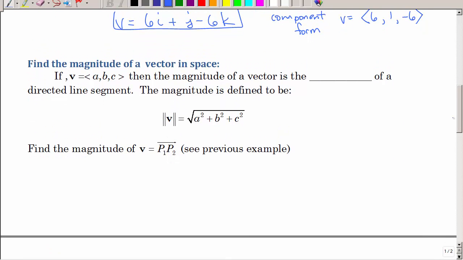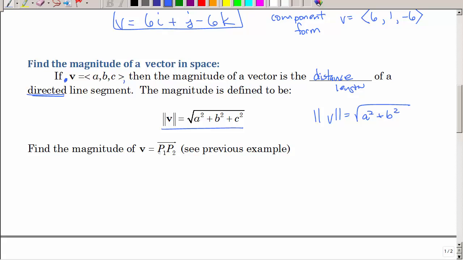Now how do we find the magnitude? If vector v is <a, b, c>, then the magnitude of a vector is the distance or the length of a directed line segment. Remember, direction, very key to a vector. And the magnitude is defined to be just that. Remember, in 2 space, it was the square root of a squared plus b squared. So it comes from that distance formula, the Pythagorean theorem.